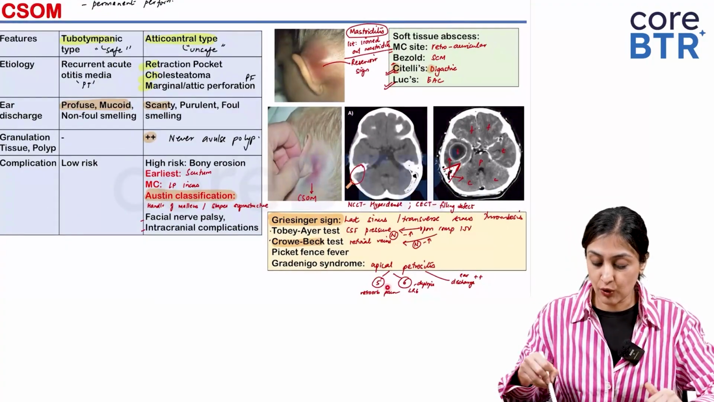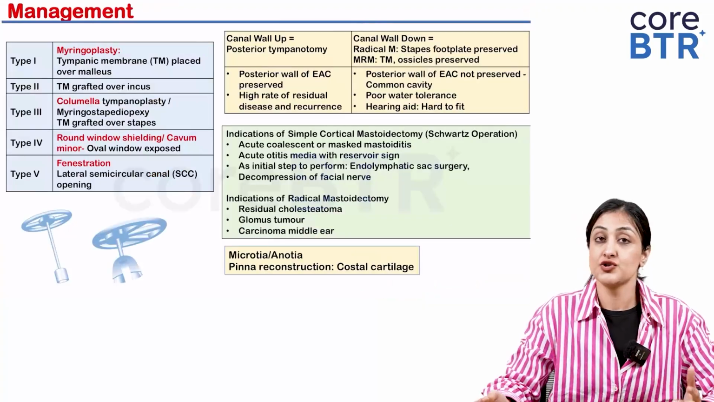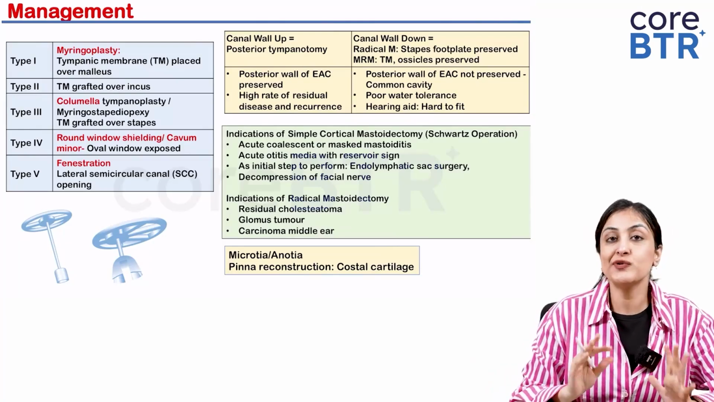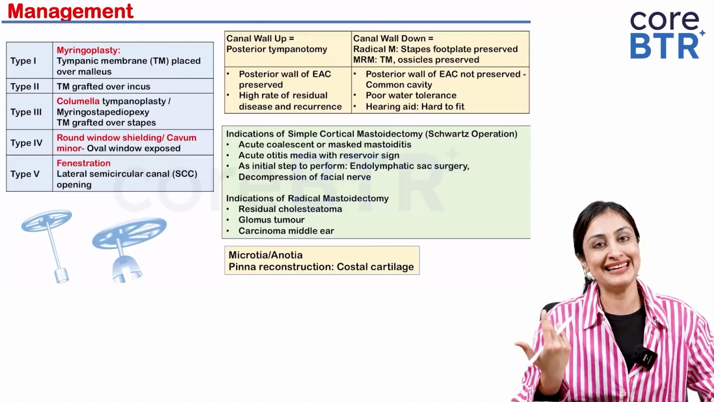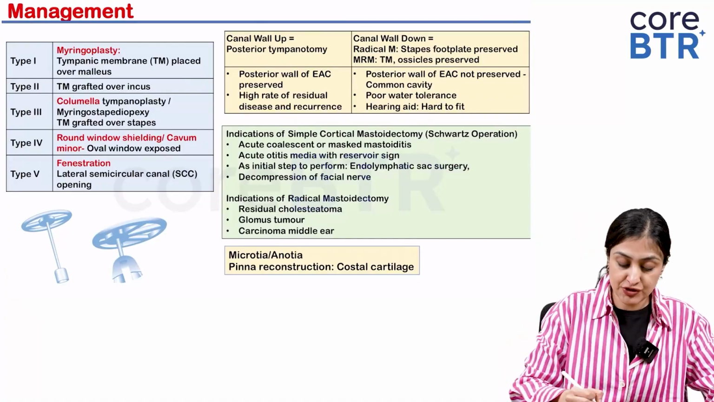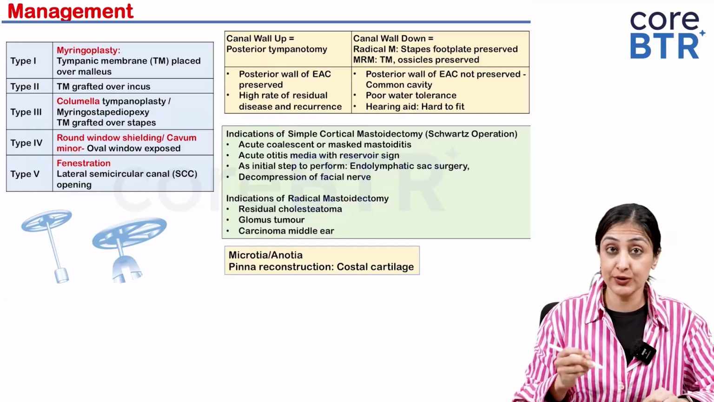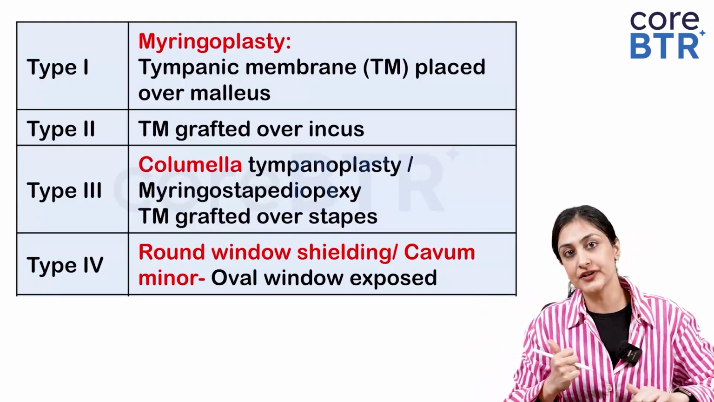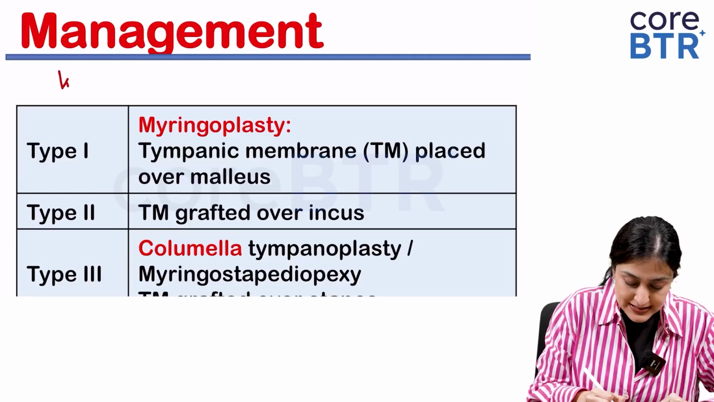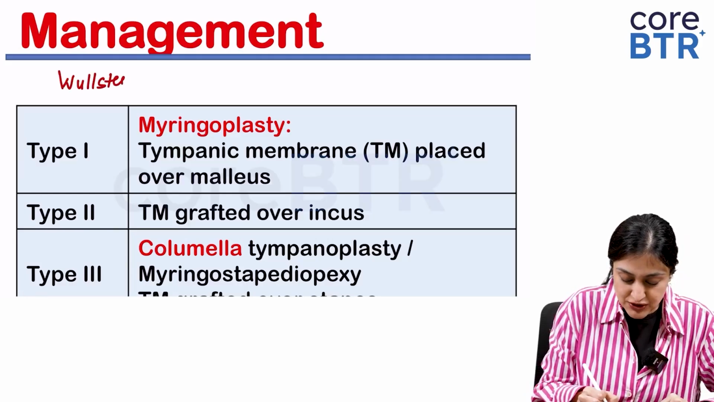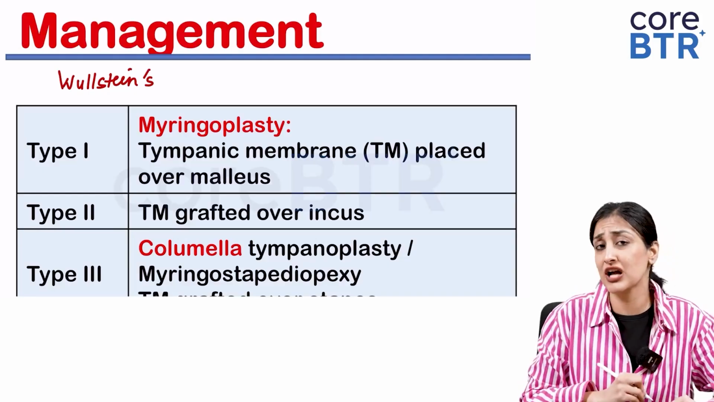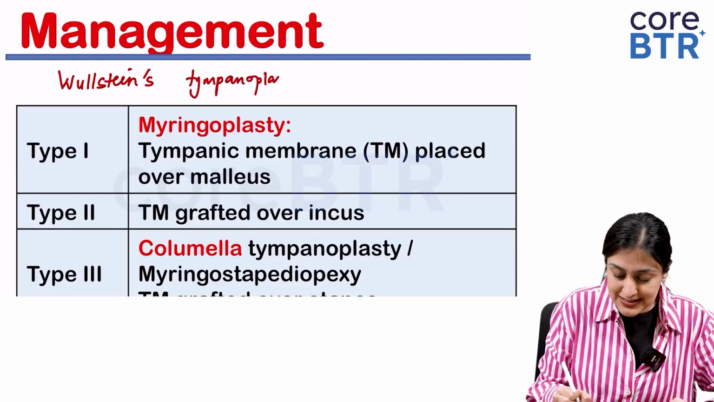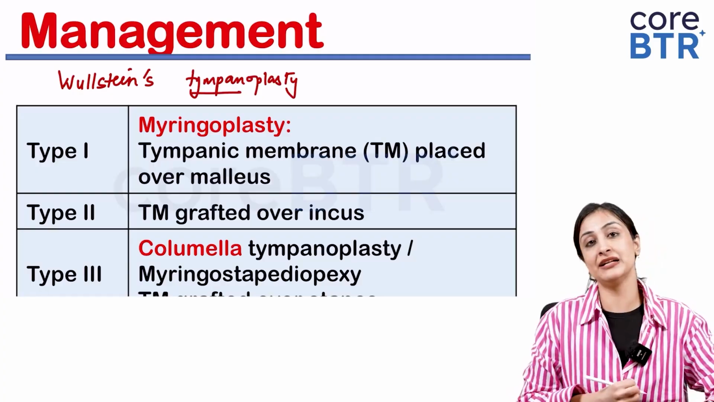So these are all the complications of CSOM. Now let's talk about the management of whatever we've studied so far. If you have CSOM, which is resulting in either a tympanic membrane perforation or ossicular destruction, what can I do? This is what is called tympanoplasty, fixing the middle ear, isn't it? This is tympanoplasty and this is Wullstein's classification. Very expected. It's surprising they have not asked this yet. So Wullstein's tympanoplasty essentially is fixing the middle ear.